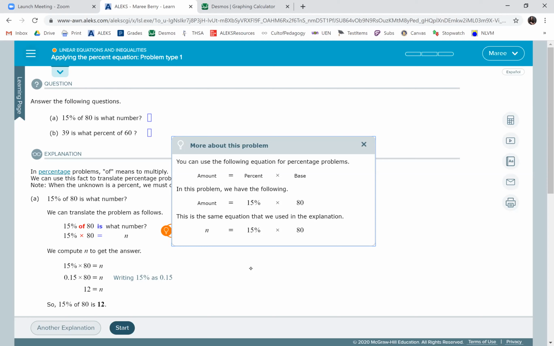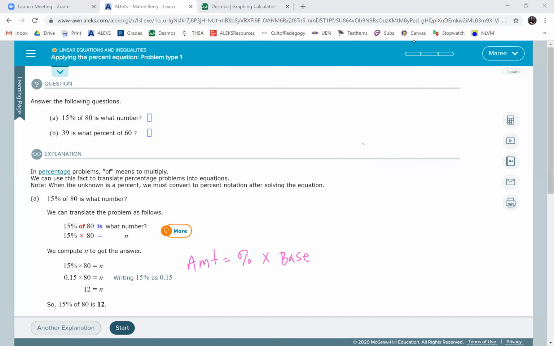The amount, which is just like the total amount, is equal to the percent times the base. So they use that equation, and it just doesn't matter what they give you in the problem. They usually give you 2 out of the 3 things that you need, and then you can solve for the other one. So for example, they gave you 15% of 80 is what number?